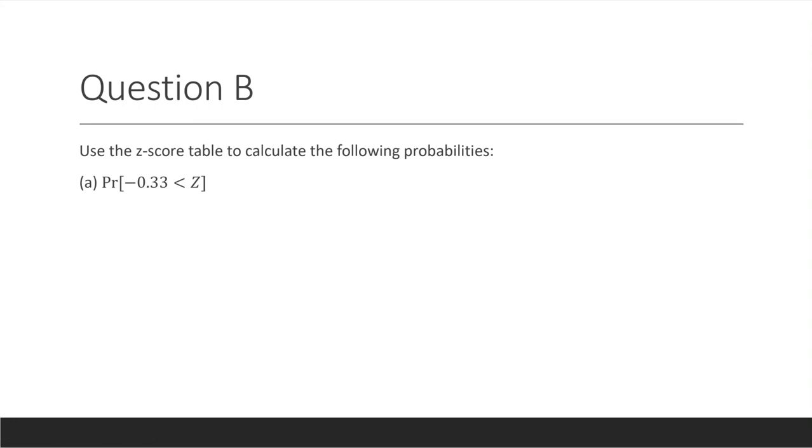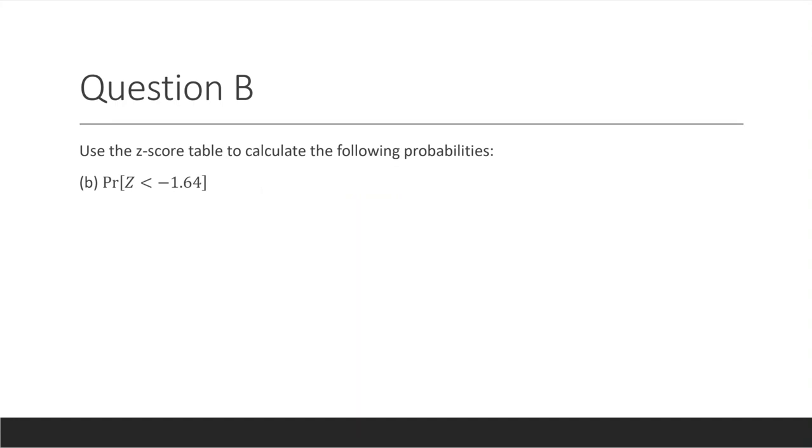To calculate the probability that negative 0.33 is less than z, we use what we did in example 2 to give this: the probability that z is less than 0.33. And then the table tells us that this is 0.6923.